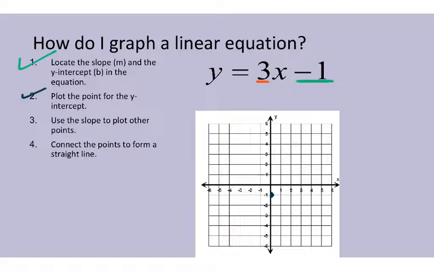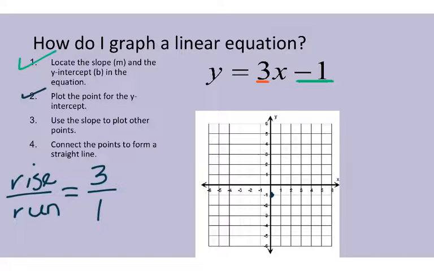Now, here's where this is different. We haven't really talked about how to use the slope. The slope is 3. Remember that slope is rise over run, and that's what you're going to use to plot. When I look at my slope, I know it's 3, which means it goes up 3 and over 1. Now, here's where positive and negative are important.